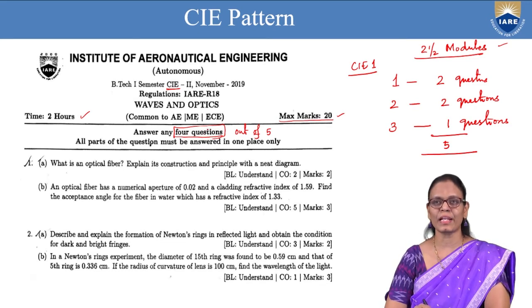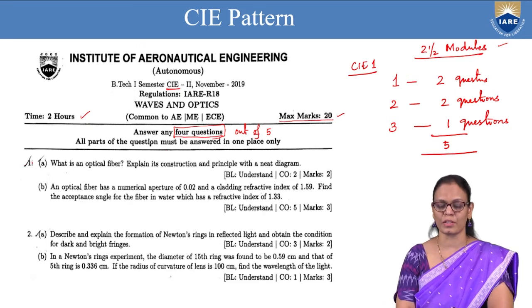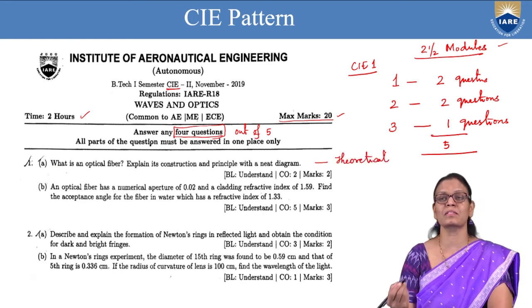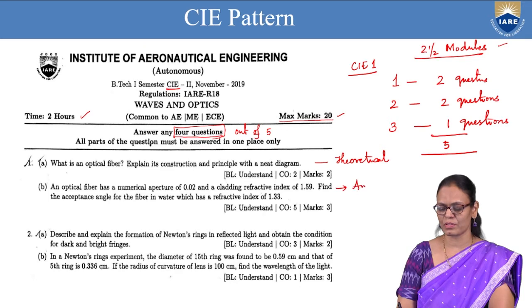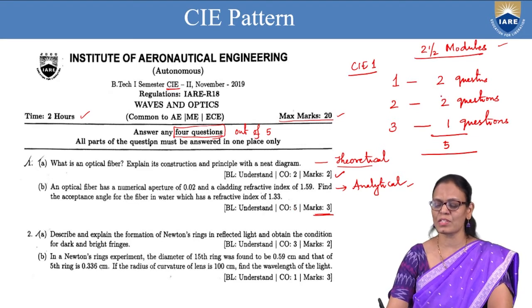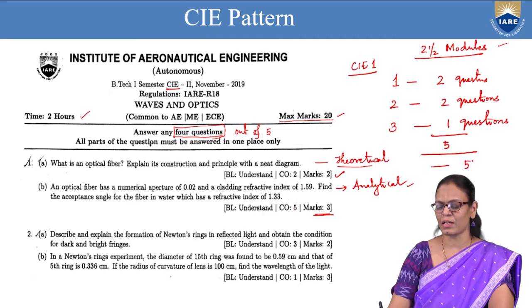And what is the weightage for each question? If we take the first question, there are 2 parts. In every question, there will be 2 parts, A and B. The A question will always be a theoretical question, where you will have to explain, describe, or discuss things. And the B part will be an analytical question. The theoretical question is for 2 marks and the analytical question is for 3 marks. So each question carries 5 marks.